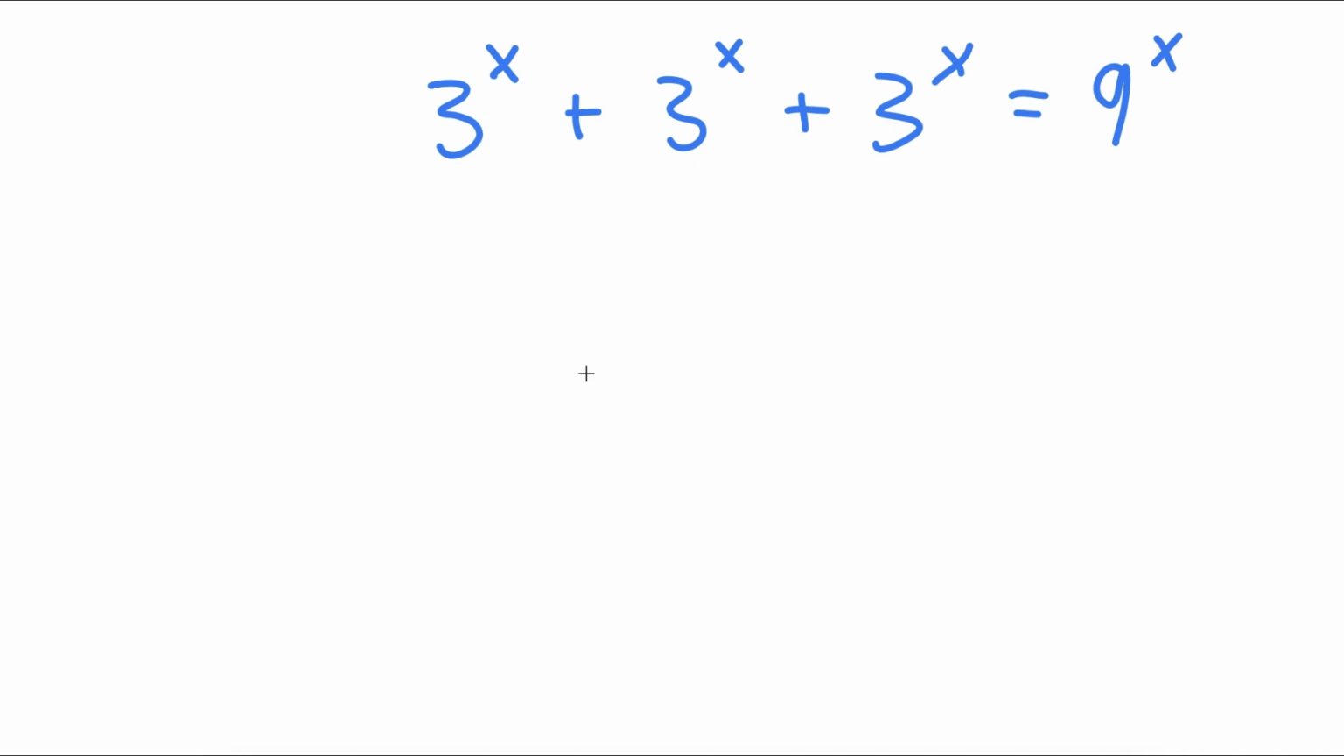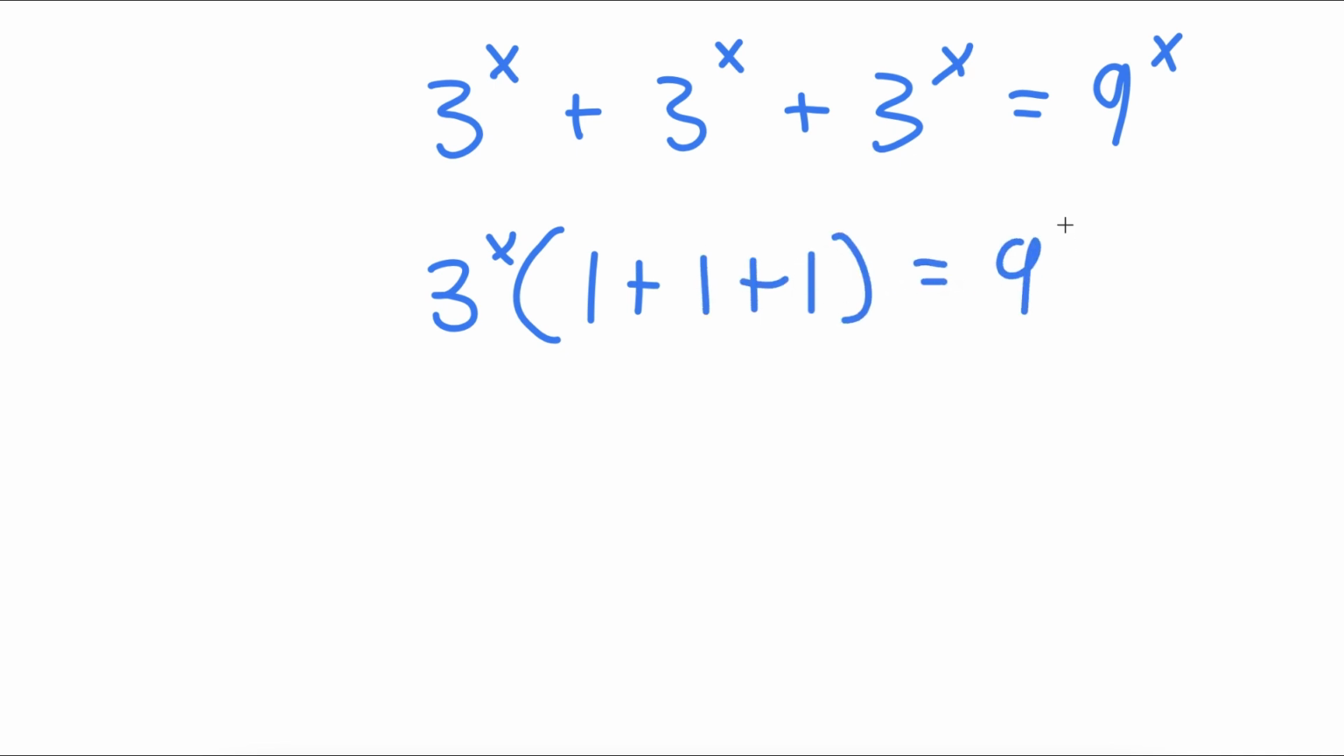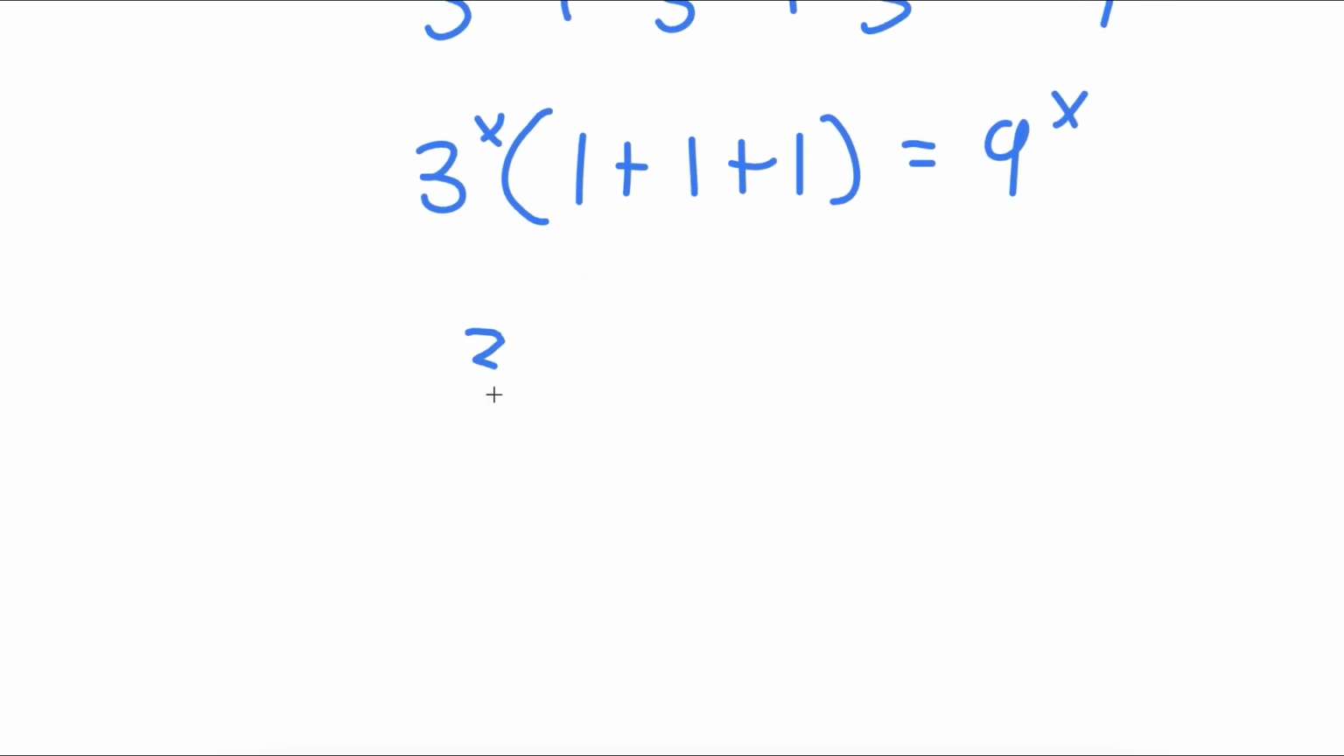Alright, so in this problem, I have 3 to the power of x plus 3 to the power of x plus 3 to the power of x is equal to 9 to the power of x. So I'm going to first start by factoring out 3 to the power of x. So I have 3 to the power of x times 1 plus 1 plus 1 is equal to 9 to the power of x. Now, if I simplify what's in the parentheses, I get 3 to the power of x times 3 is equal to 9 to the power of x.